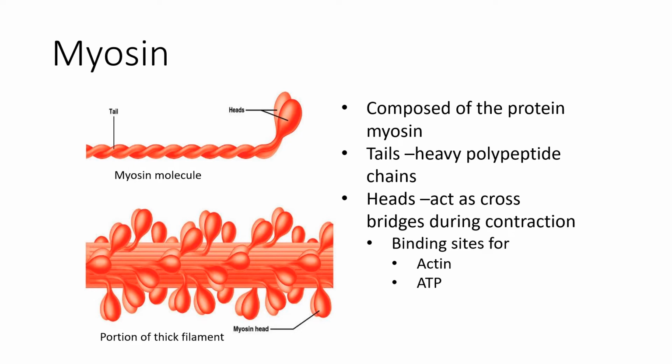Other than being the attachment site for actin of the thin filaments, it also contains the binding site for ATP, and the heads also contain ATPase, which is the enzyme that splits the ATP to generate the energy for muscle contraction. So the heads are quite important because they can bind actin, ATP, and the enzyme that causes ATP to liberate that energy.